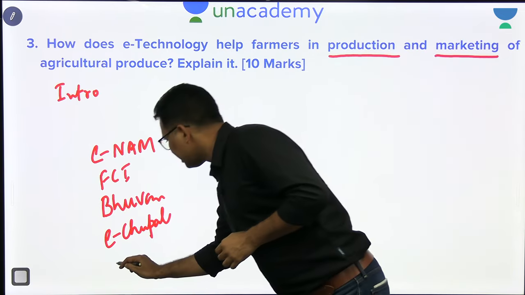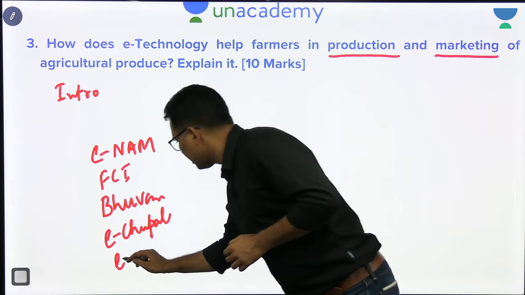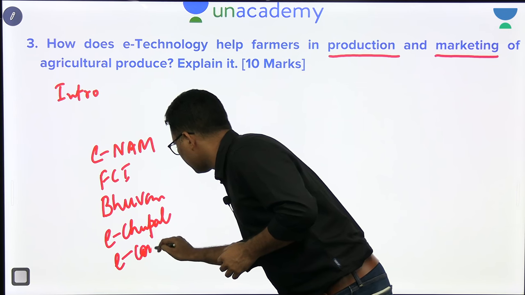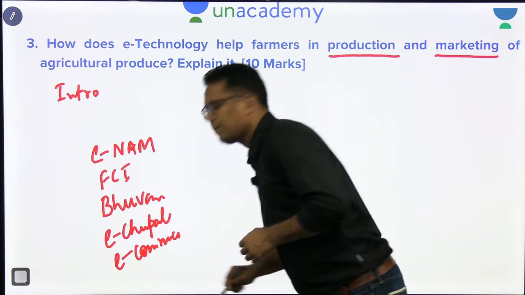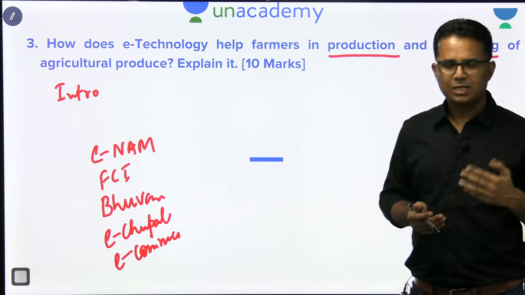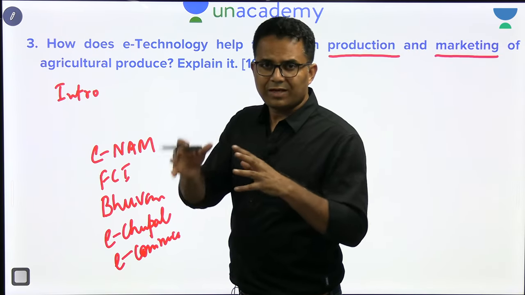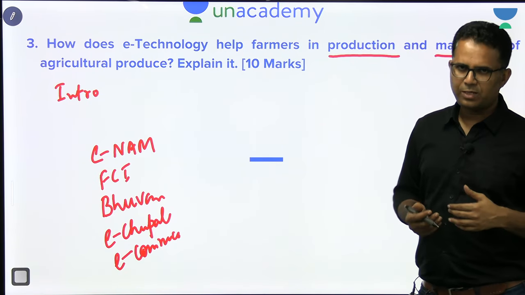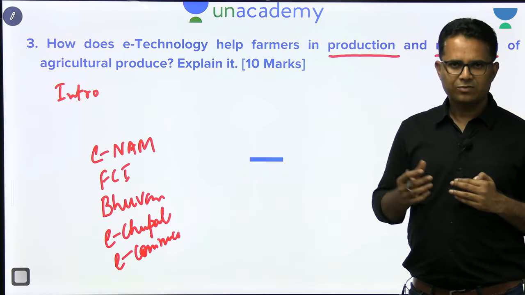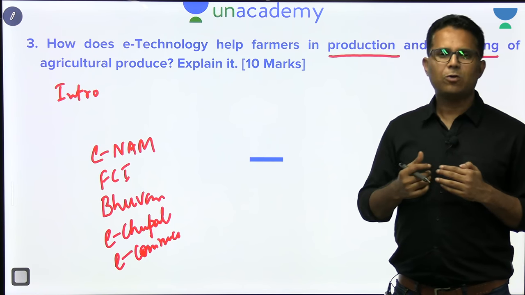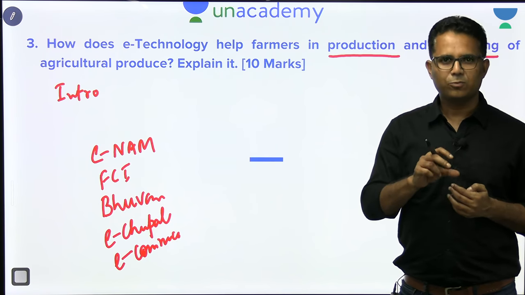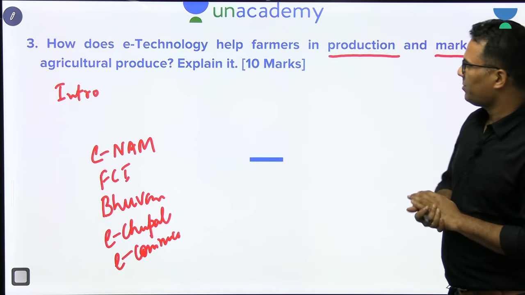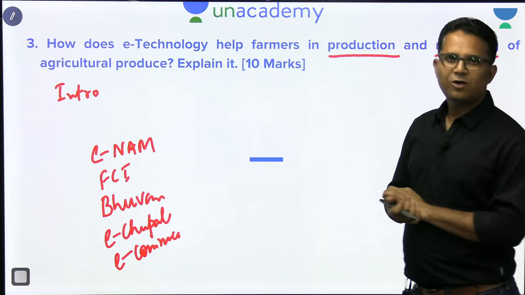Plus, various e-commerce startups have launched e-commerce portals where farmers can directly sell their produce. Certain states have allowed this, for example, Uttarakhand, UP, Telangana, they have allowed direct sale by the farmers. So farmers are using these e-commerce platforms to directly sell their produce to the retail chains. So all these things are helping in the marketing of agricultural produce.